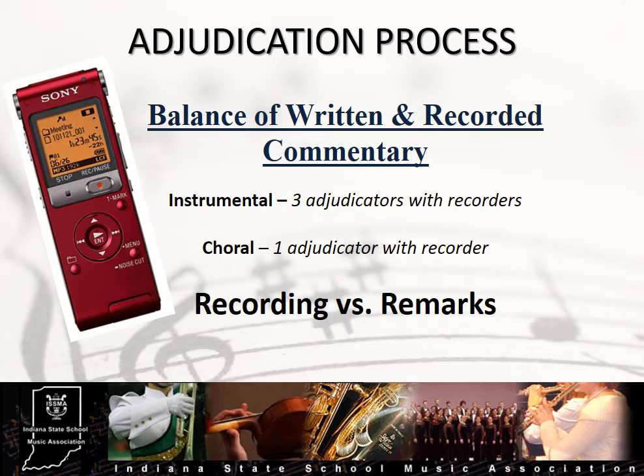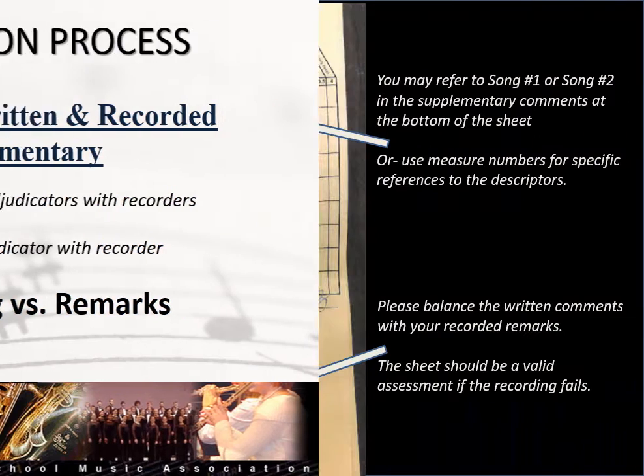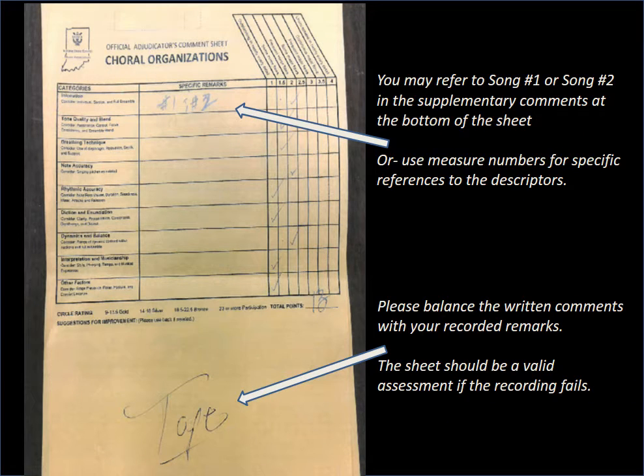Be specific. Balancing the 3 C's of compliments, criticism, and suggestions for course of improvement should be seen on your sheet. If technology fails, or should I say when technology fails, what the director receives from your written markings should verify and support the assigned points from the rubric. This sheet is an example of exactly that. You can see they've marked song 1 and 2 at the top and left all the other comments blank until the bottom, where they've marked tape.